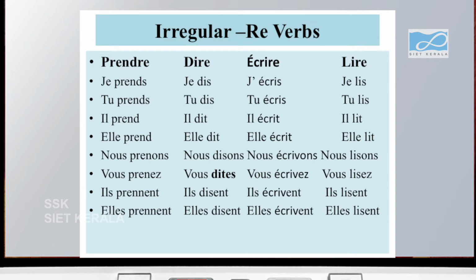Same way, écrire is j'écris, tu écris, il écrit, elle écrit. Lire is je lis, tu lis, il lit or elle lit. Let's go for dire with corresponding to nous. Here begins the irregularity again. So it's nous disons.